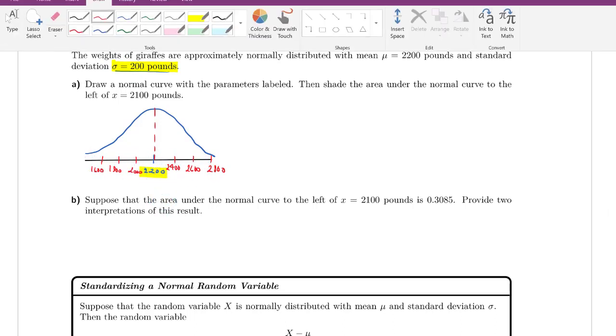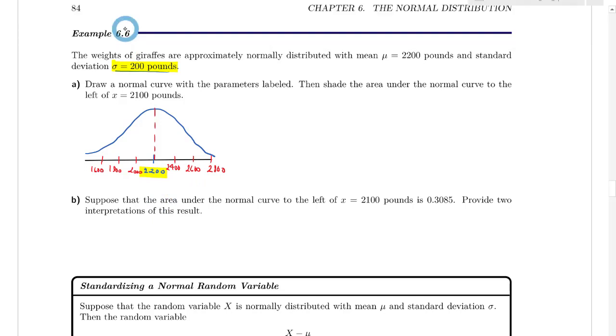Where would 2,100 be? Well, 2,200 is here and 2,000 is here, so it would be the halfway mark right here. And if I'm looking to the left of 2,100 pounds, left is this way, anything less than it. Okay, great. So then suppose that the area under the normal curve to the left, meaning this area here, is 0.3085.